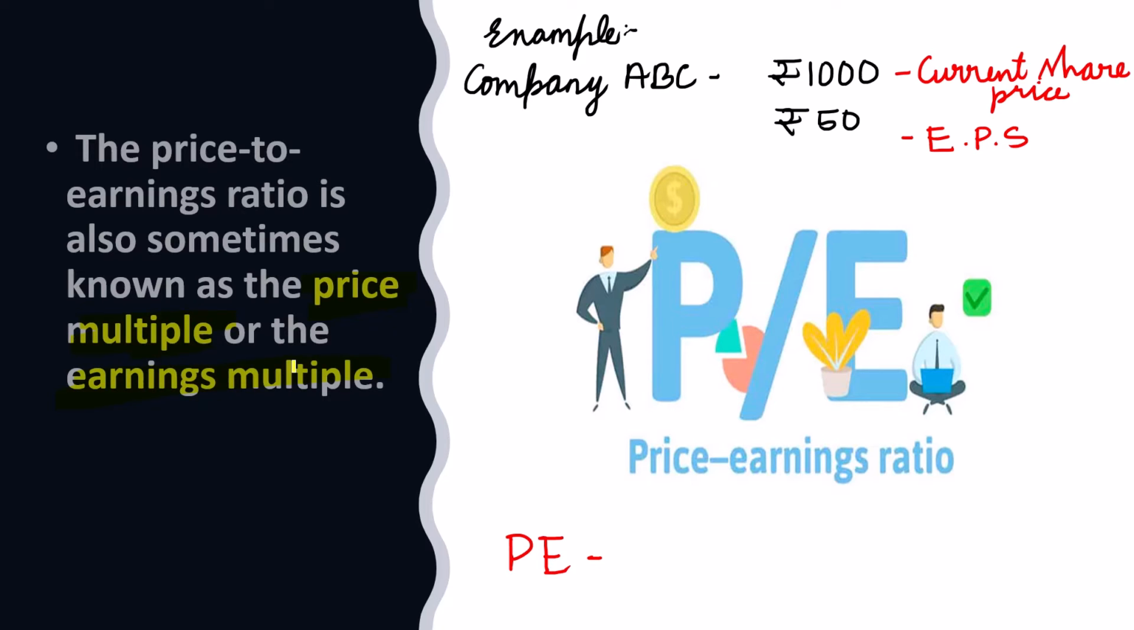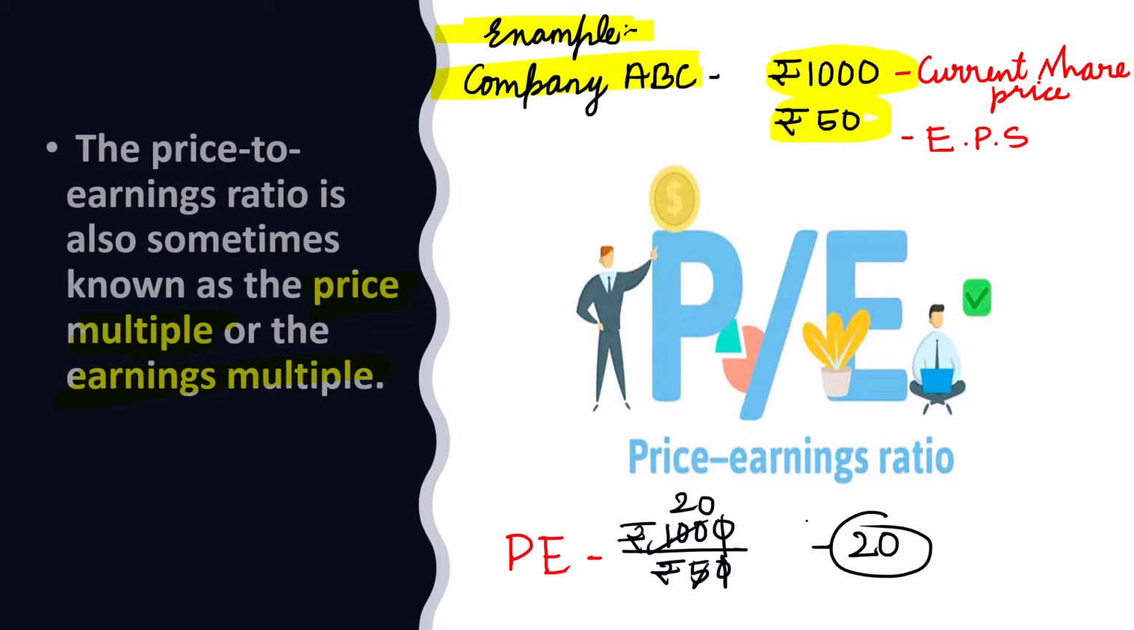So now let us understand PE ratio by an example. Let us take a company ABC, which has the current share price of 1000 rupees and the earnings per share is rupees 50. So in this case, the PE of that company is current share price divided by earnings per share. So that is rupees 1000 divided by rupees 50, that is 20. So now the company is having a PE of 20.